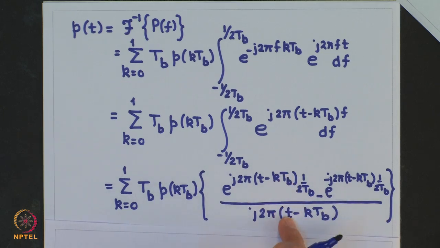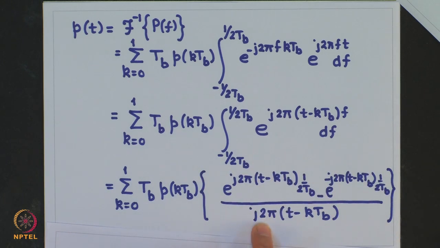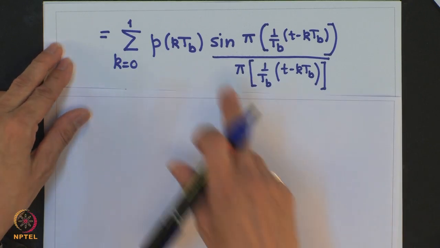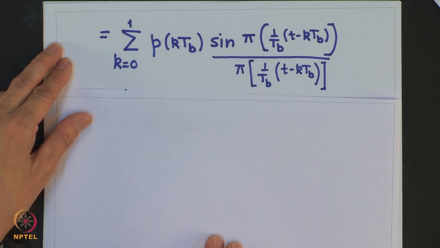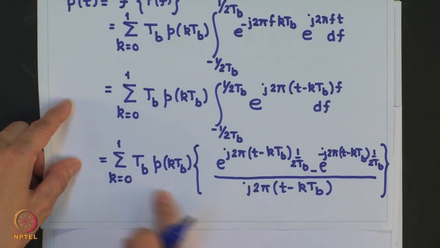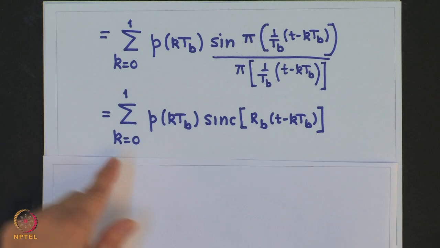So if we evaluate this, remember, look here, this quantity with j2 is nothing but of the type sin pi x by pi x, correct? So this is equal to this quantity out here, which is simply given by this quantity here. This TB out here is taken along with this term. So if you take it, then I can write it as this, and this is nothing but the sinc function. Okay? So I get my PT of this form.